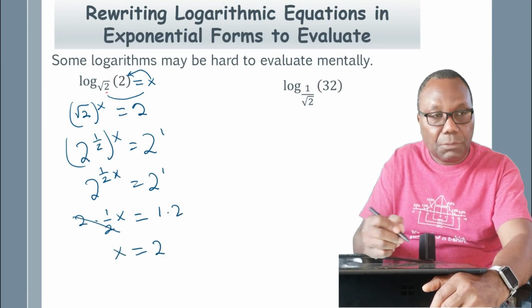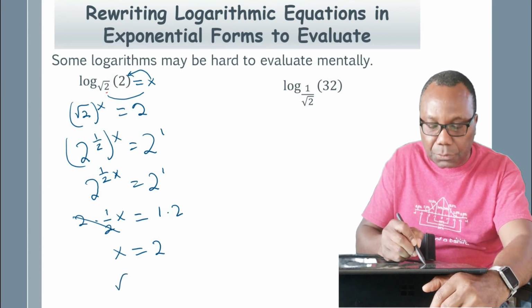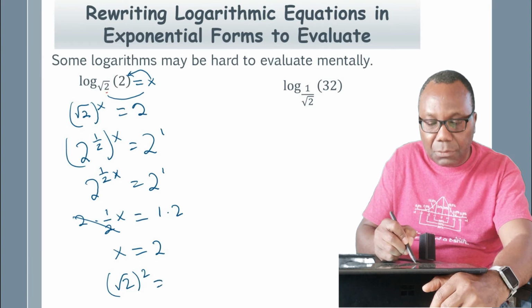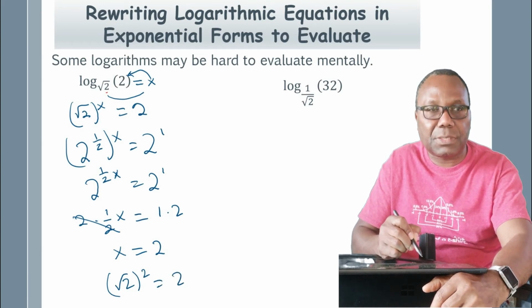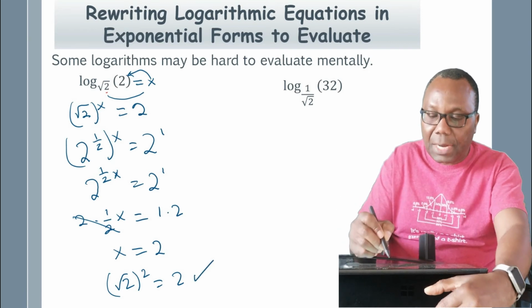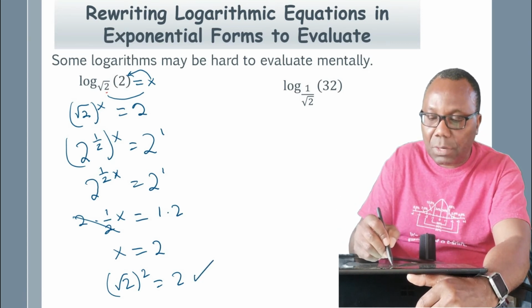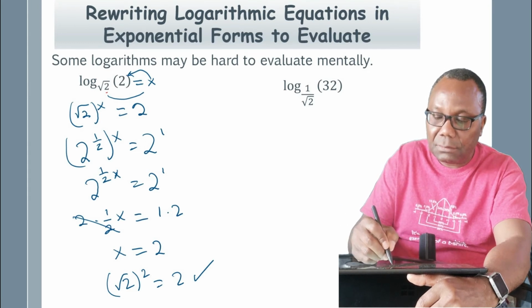Which is true, we can actually test it, because √2 squared will be 2, because √2 times √2 is √4, which is just 2. So it's true. All right, let's try this other one. This one has a reciprocal: 1 over the square root of 2 to what power will give me 32?